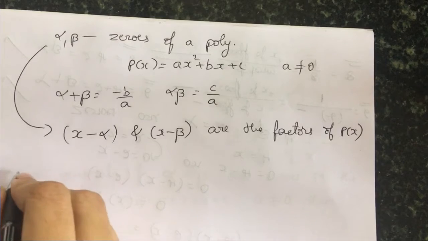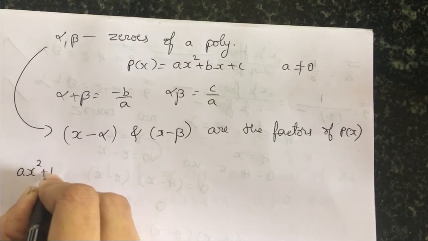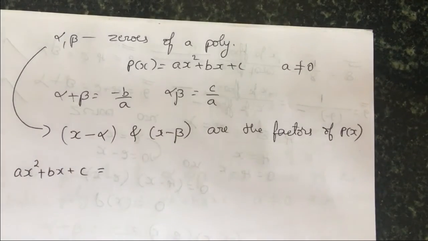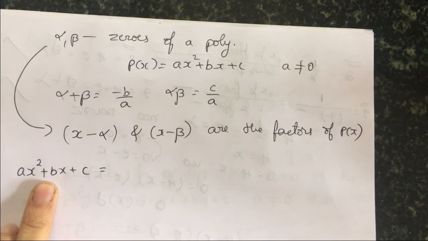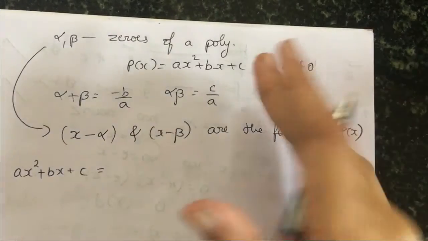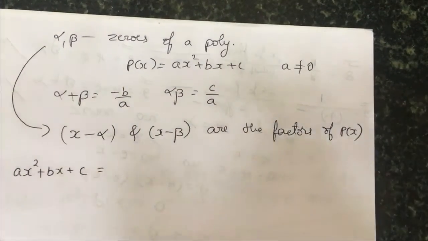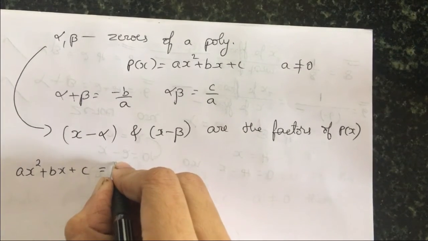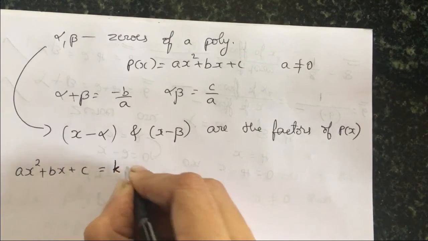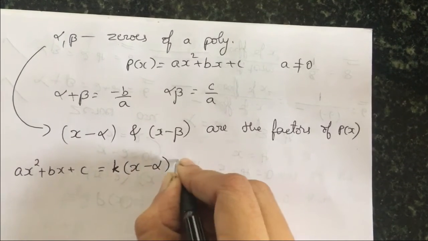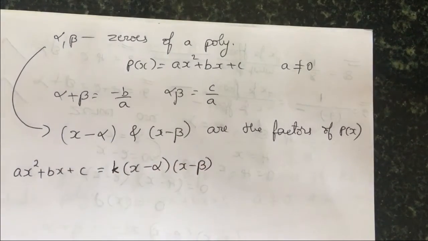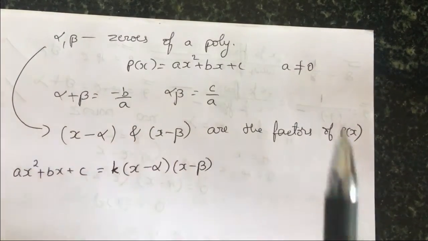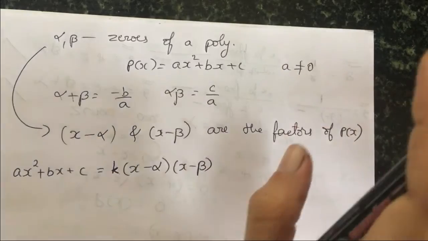So I can write ax square plus bx plus c equal to... I don't know whether it directly implies this, or I have to multiply something, either a constant 1, 2, like that, I don't know. So what I say is, this is a factor of this, and some k times, k is some constant, k times x minus alpha into x minus beta gives me this polynomial. This is my assumption, and I don't know what k is. Remember one thing, this k must be a constant.